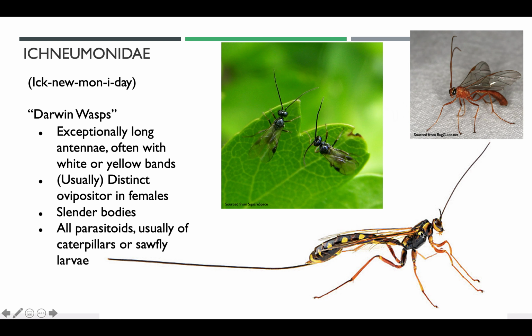Another way to tell apart ichneumonids from other wasps is that they have these really, really slender wasp waists. So here it's very pronounced. And it's a very thin sort of abdomen. Here's a male on the top right, and you won't see the ovipositor, but you can still tell it's an ichneumon based on its long antenna and that very slender abdomen. Any questions about ichneumon wasps or Darwin wasps?